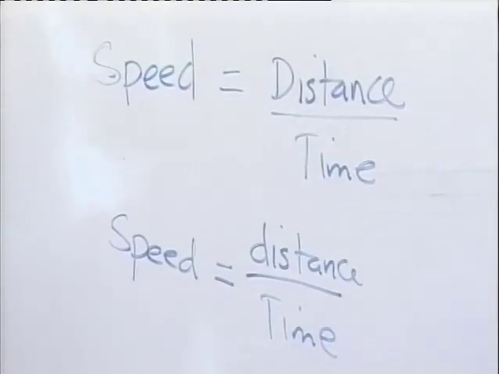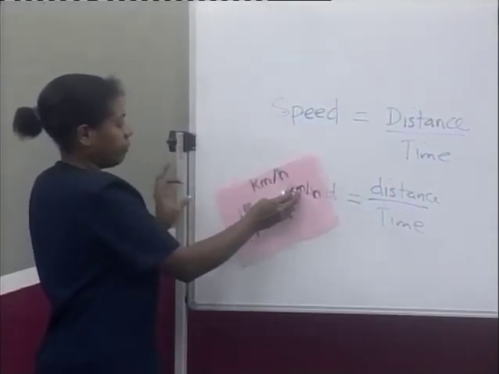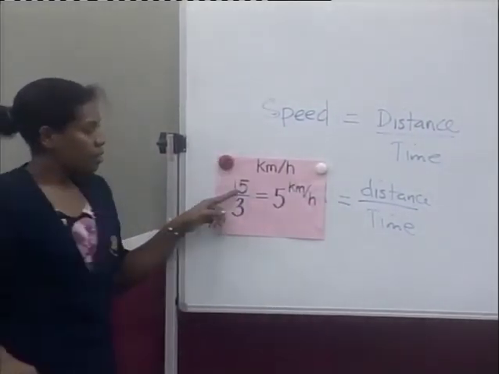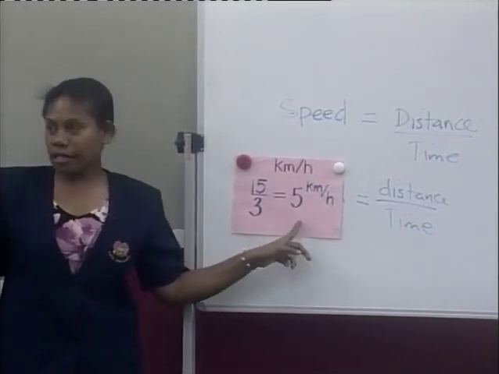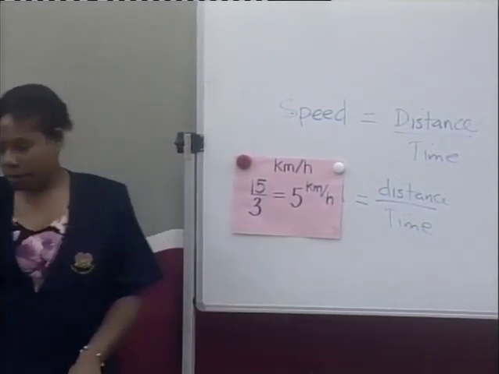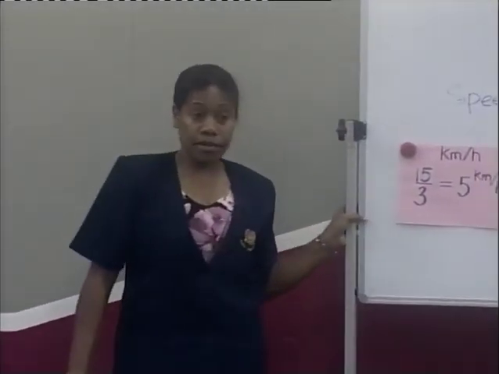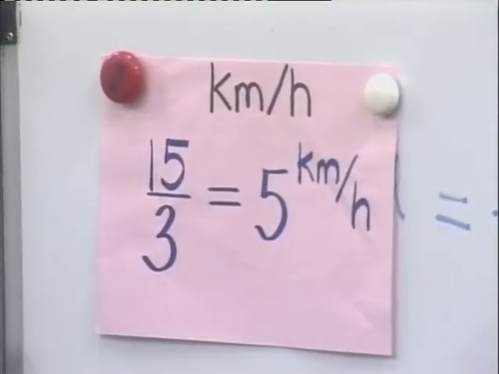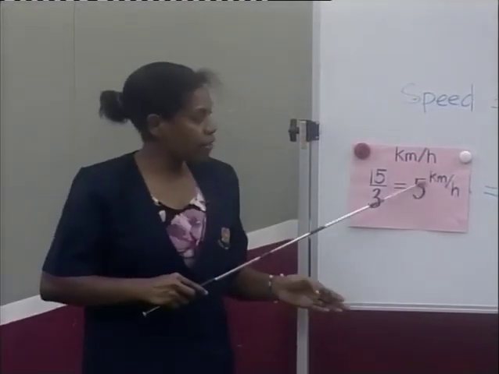So, as Rowena said, this is how she got her answer. We use that formula. Okay, receiving students. 15 over 3 equals 5 kilometers per hour. So that was the speed that Mr. Namari walked, 5 kilometers an hour. Now over here we have 5 kilometers an hour.